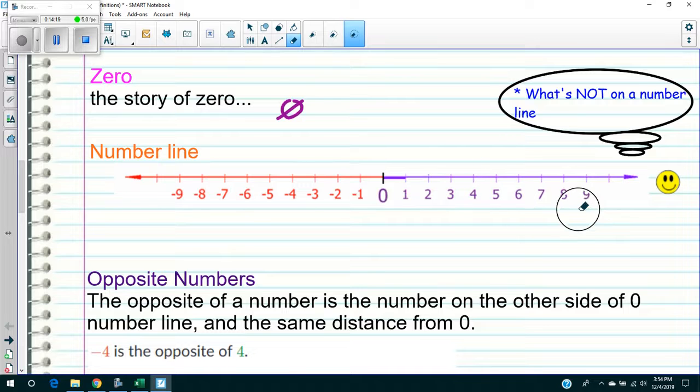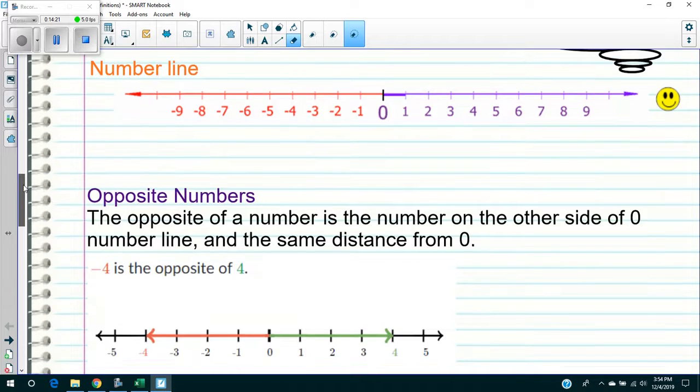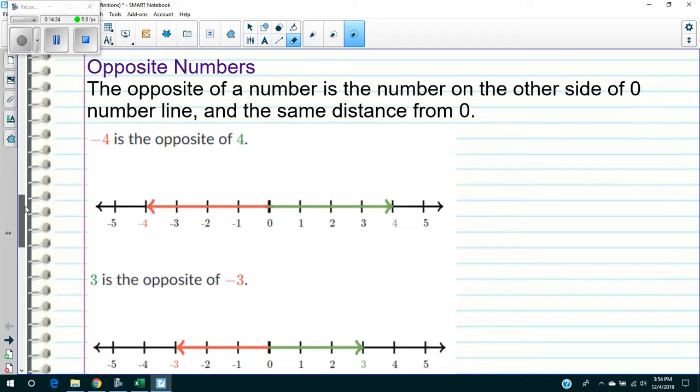Next one, we have opposite numbers. So what are opposite numbers? The opposite number is the number on the other side of 0 that matches that same number. For example, looking at this number here, which is 4, what's the opposite of 4? It's the corresponding number on the other side of 0. Since this is a positive number, if you go to the other side and count 1, 2, 3, 4, the opposite of 4 is negative 4.